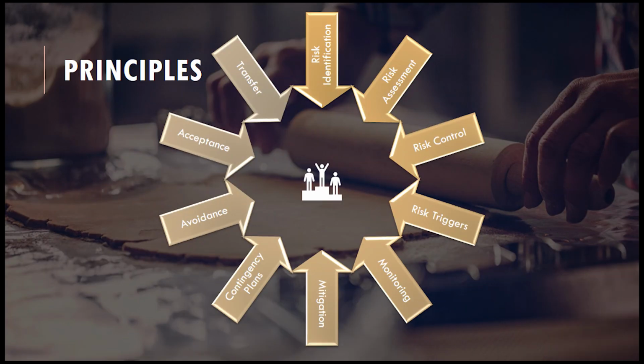Next, risk management principles. With an effective process in place, risk can be managed so that the impact of potentially catastrophic events can be minimized or avoided altogether. In order to establish this process, you should first be able to recognize several fundamental principles, which are risk identification, risk assessment, risk control, risk triggers, monitoring, mitigation, contingency plans, avoidance, acceptance, and transfer. Understanding these principles will potentially reduce and avoid risk levels.